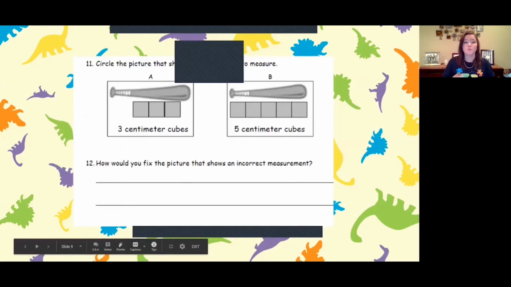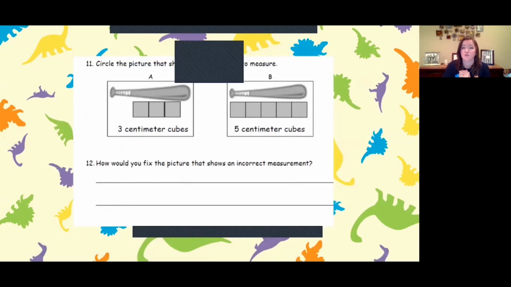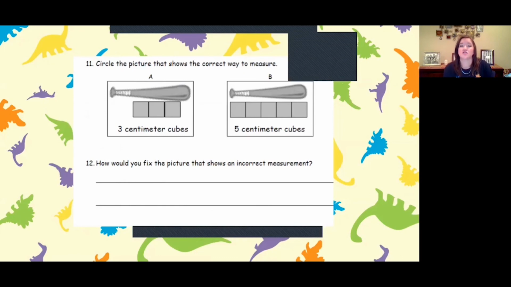All right, so this one is a little different. I'm going to read the directions first, and then we'll work on it together. This one says, circle the picture that shows the correct way to measure. All right, so let's look at this first one. Let's look at A. It says that it's 3 centimeter cubes long. Do you agree with this, or do you disagree with this? And if you disagree, why do you say that? Okay, think about it. What's the first thing we need to think about when we're measuring?